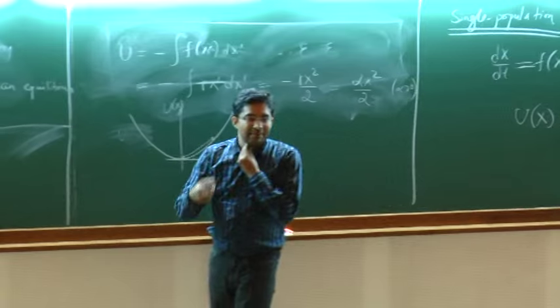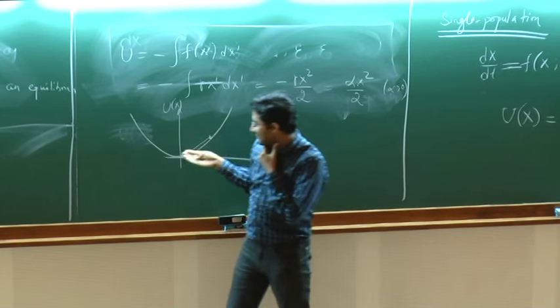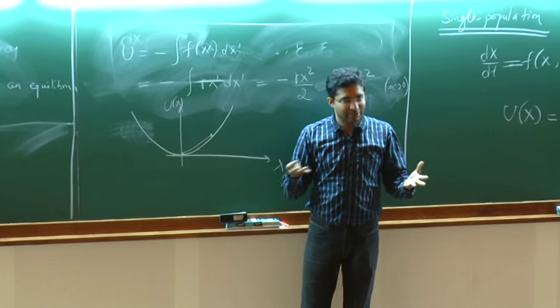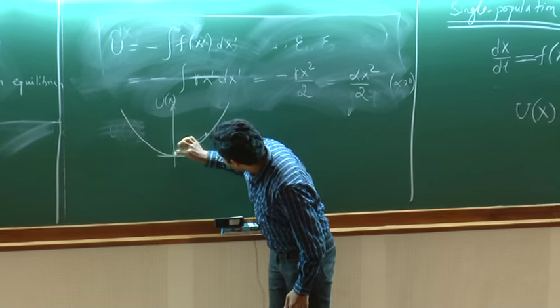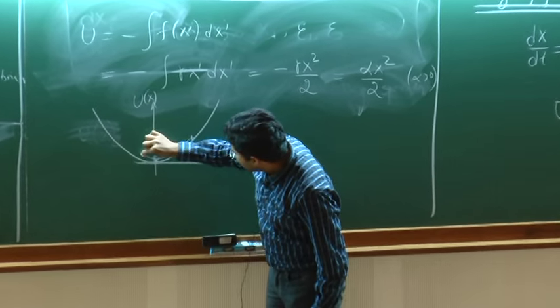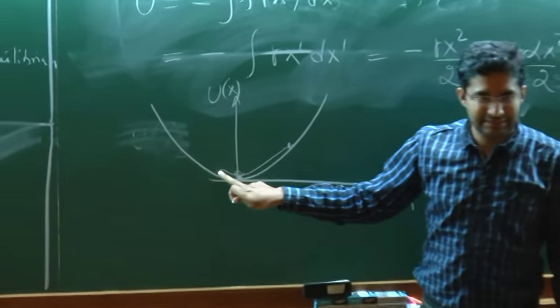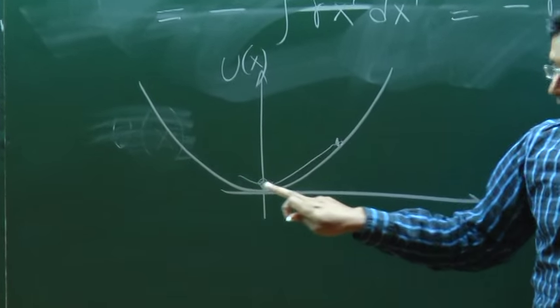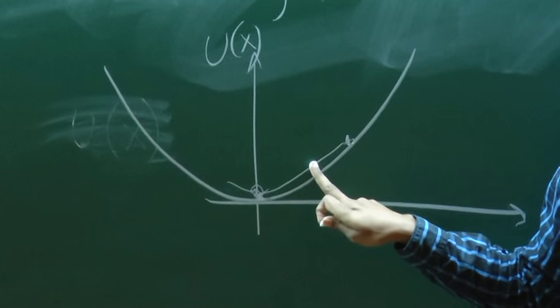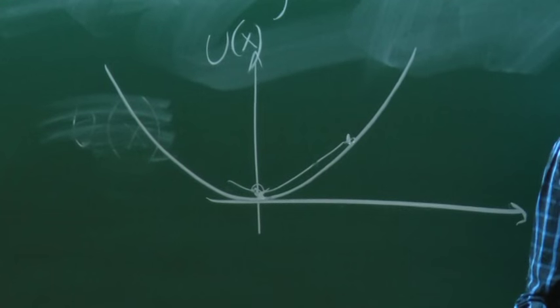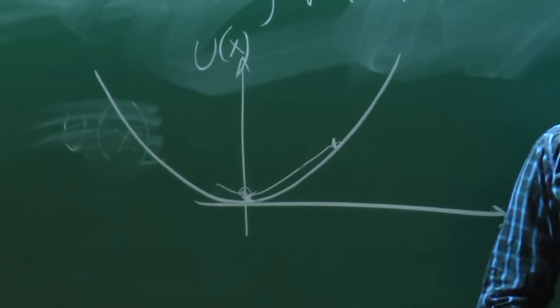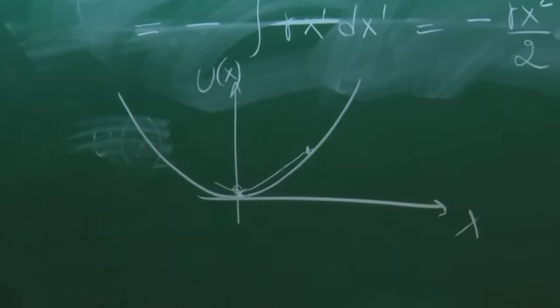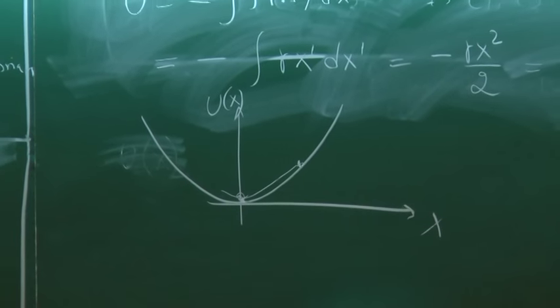Whenever it reaches a minima as a function of x, it can't really go anywhere else, because imagine that the particle has reached here. If it tries to go there, what will happen to du by dt? It's going to increase, right? In this direction, it's again going to increase. So it has really no place to go now, okay? So is that idea clear to you?